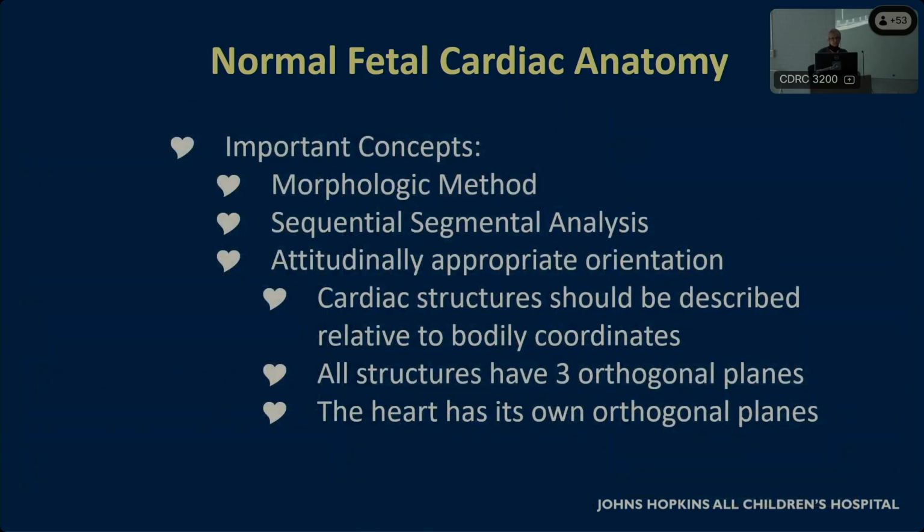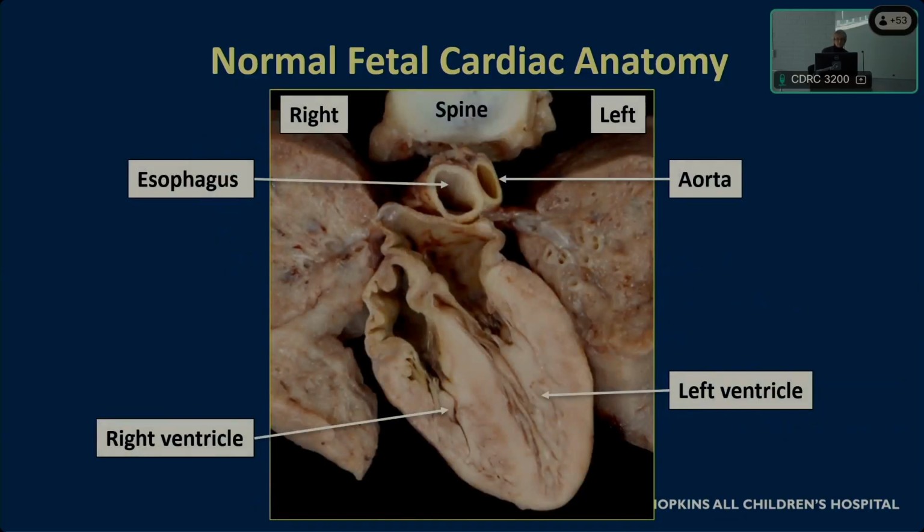So some of the morphologic concepts that we went over this morning is using the morphologic method along with sequential segmental analysis and looking at the heart in attitudinally appropriate fashion. So the cardiac structures need to be described relative to the bodily coordinates, and all structures in the body have 3 orthogonal planes, and the heart itself has its own orthogonal planes. So this is a fetal heart and lungs that I cut along with the aorta and esophagus, and then I put a piece of the spine there to illustrate the anatomic relationships.